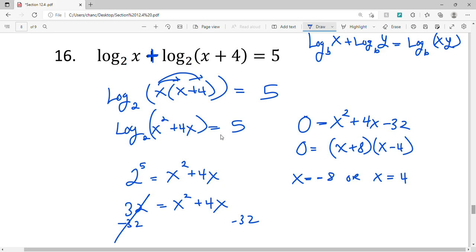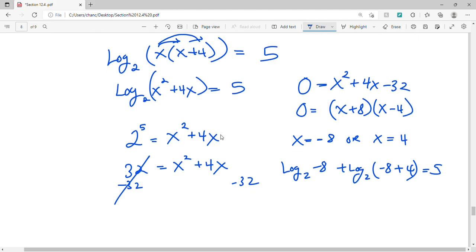But you have to check your work. You can't just accept this answer. So let's check our work. The first one is negative 8. I have log base 2 of negative 8 plus log base 2 of negative 8 plus 4 equals 5.